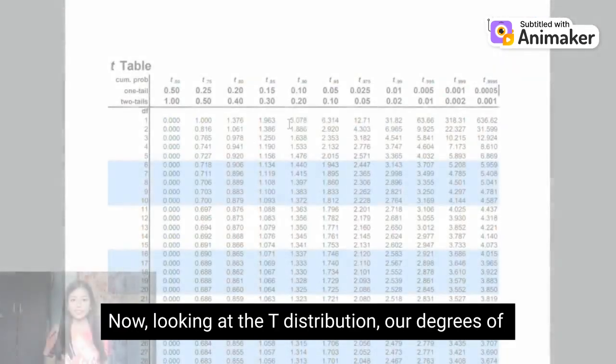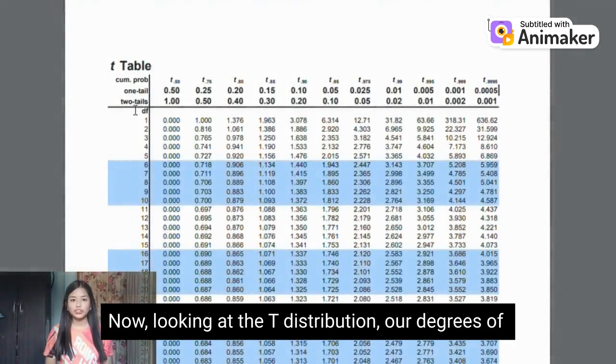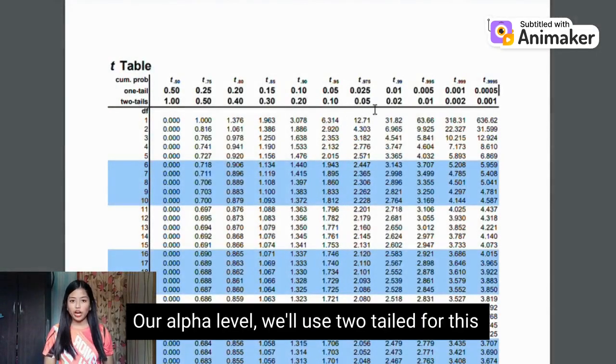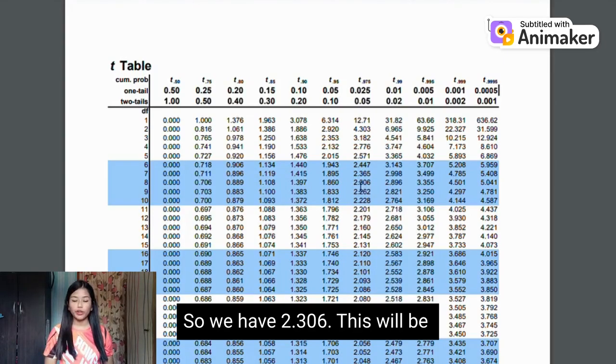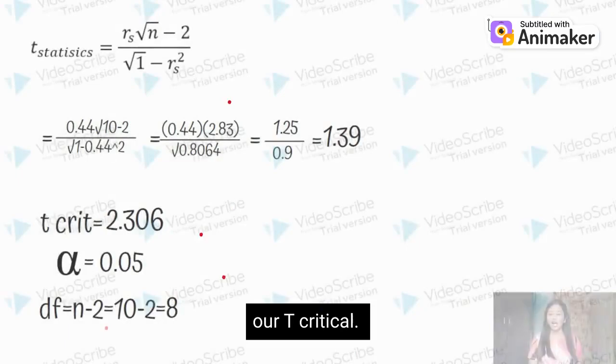Now, looking at the t distribution, our degrees of freedom is 8. For our alpha level, we'll use two-tailed, for this is 0.05. And its equivalent at 8 is 2.306. This will be our t critical.